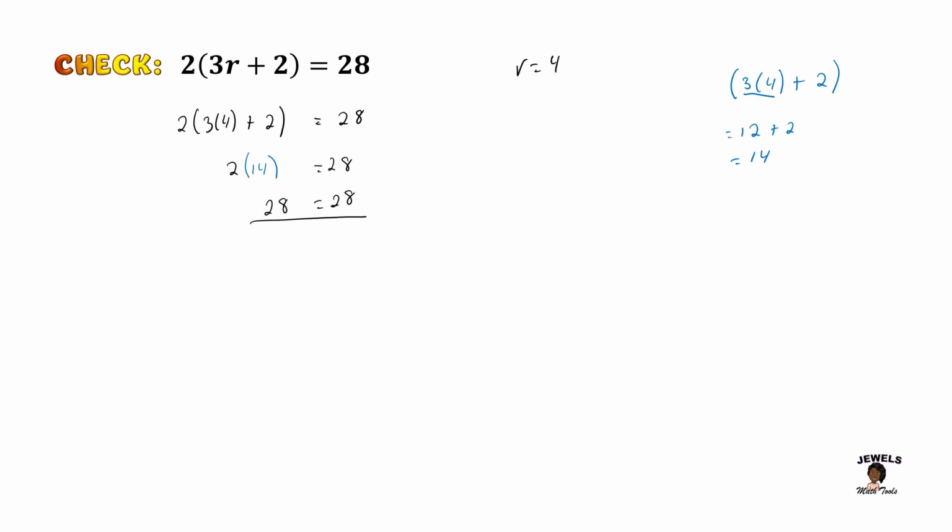Remember that your goal when checking is to make sure that both sides of the equation are equal to the same number, and they are, so that means that your solution of r equals 4 is the correct answer for this equation. Okay, so there you have it. We just solved a two-step equation using our distributive property.